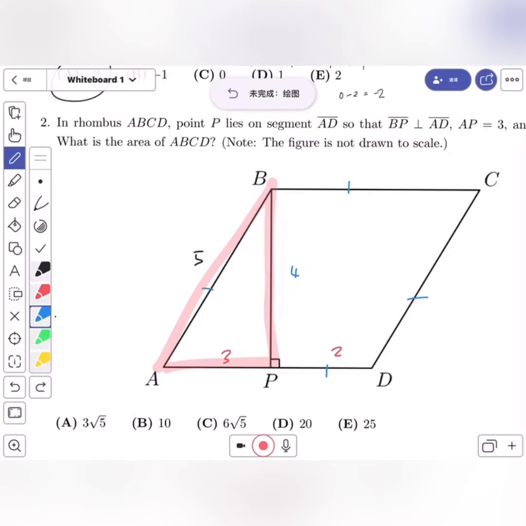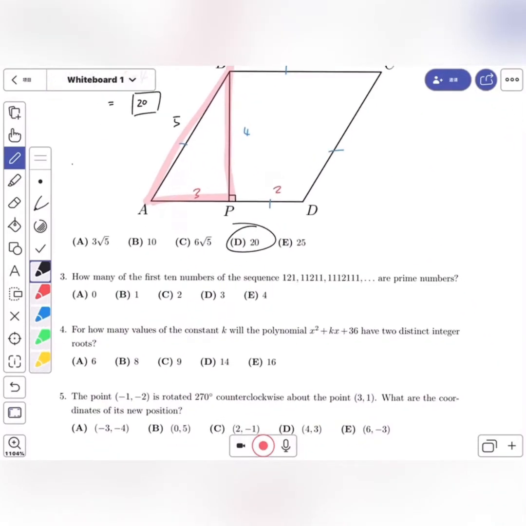But it's actually better to just memorize the 3, 4, 5 right triangle triples, since that can actually save some time. Now we know that the base is equal to 5, and the height is equal to 4. So this basically means that the area is just equal to 5 times 4, which is equal to 20. So giving us an answer of D. Let's go to number 3.